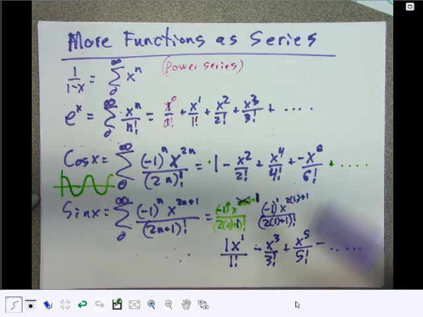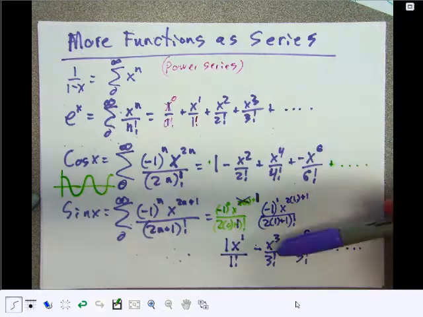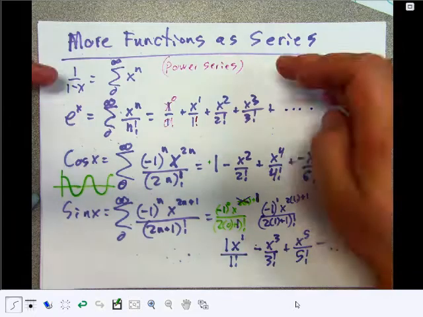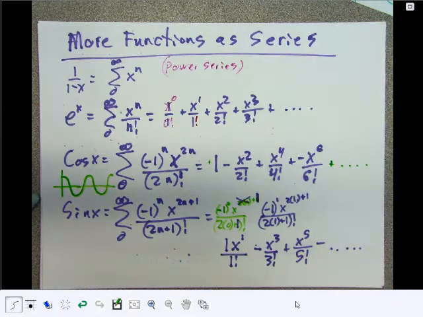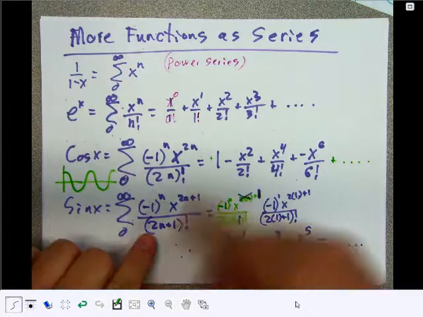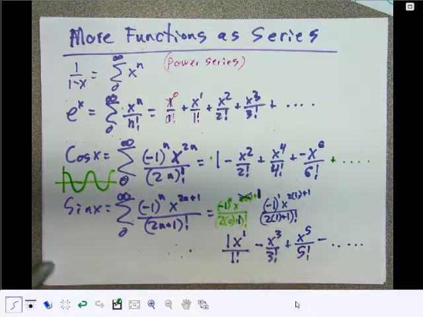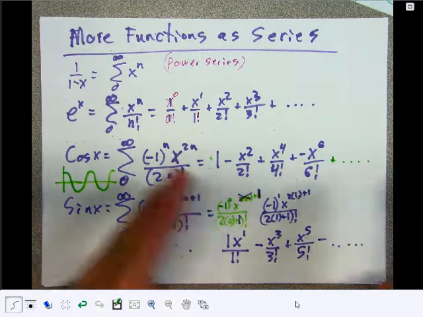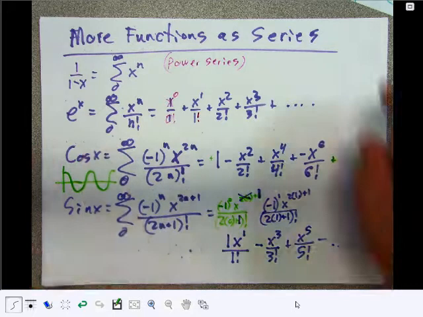Now, it does make sense. Since cosine is an even function, you're going to get even exponents. Since sine is an odd function, you're going to get odd exponents. Those are the 4 key series that you need to memorize. You need to know this equals the summation formula, which turns into the polynomials. And by taking various partial sums of the polynomials, we can get very good estimates of the original graph.